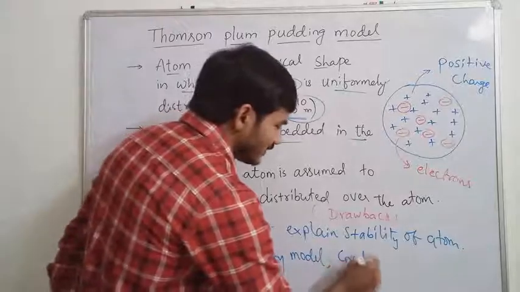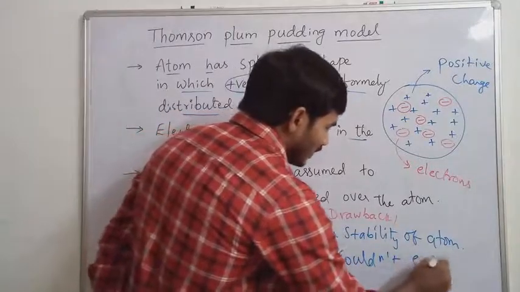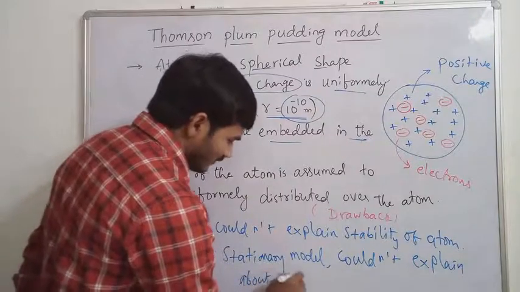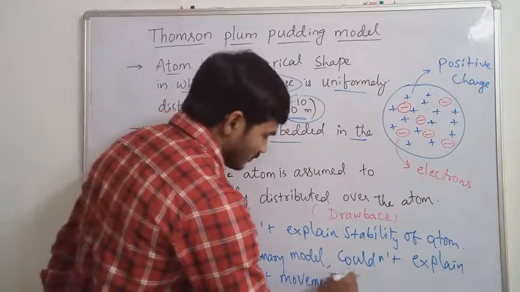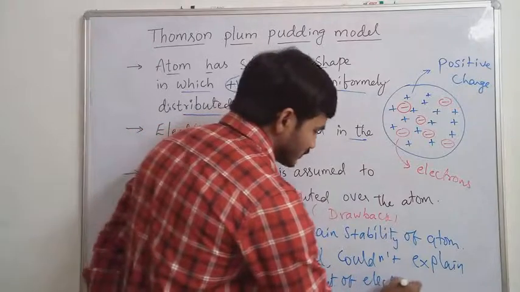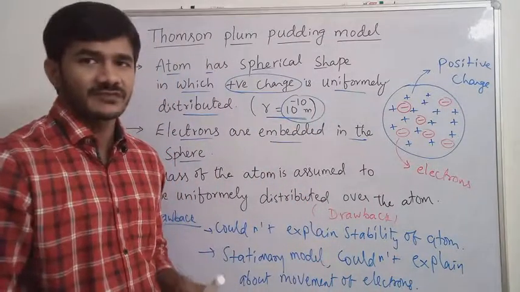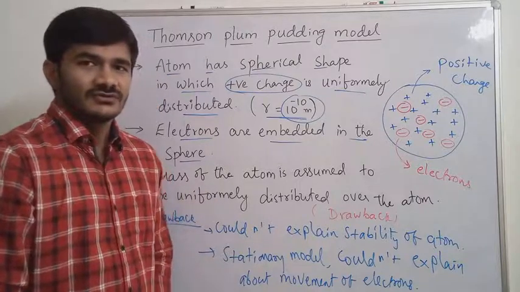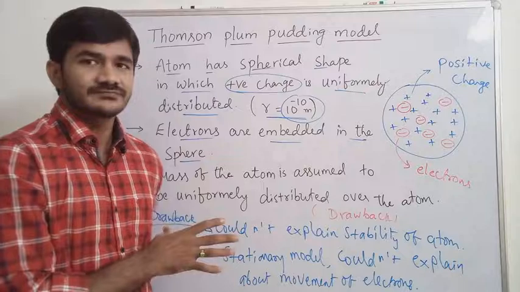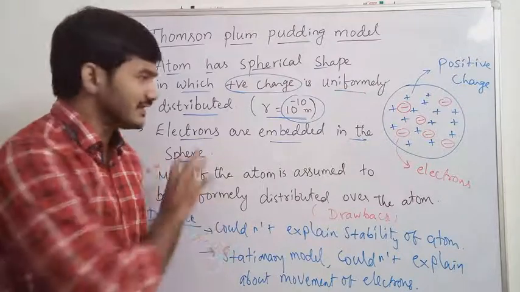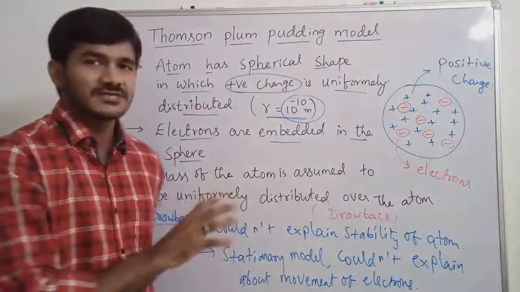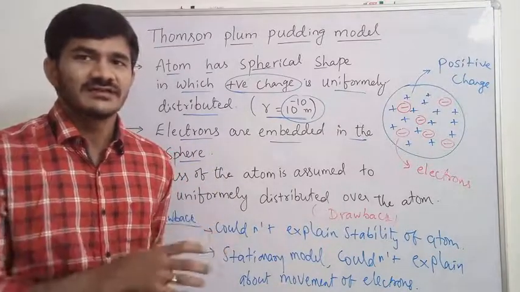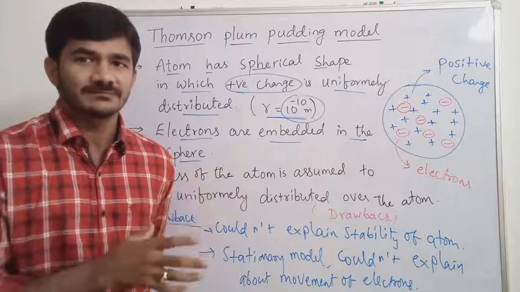Could not explain about movement of electrons. So this is another drawback. So there are drawbacks also for the Thomson model. Still, it is a simple model, and the very first clear model which explains actually the shape of the atom. He is the only scientist who first explained that atoms are in spherical shape.